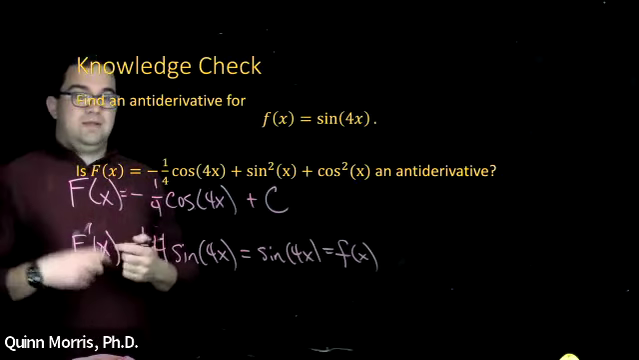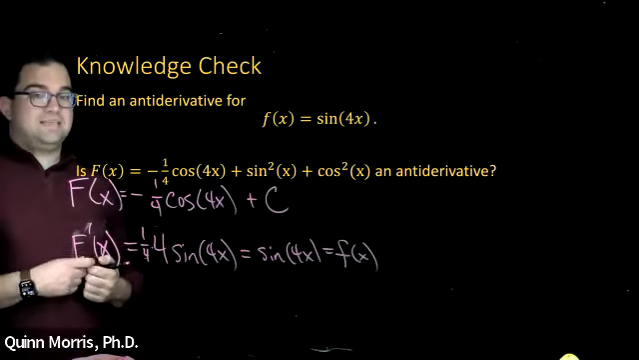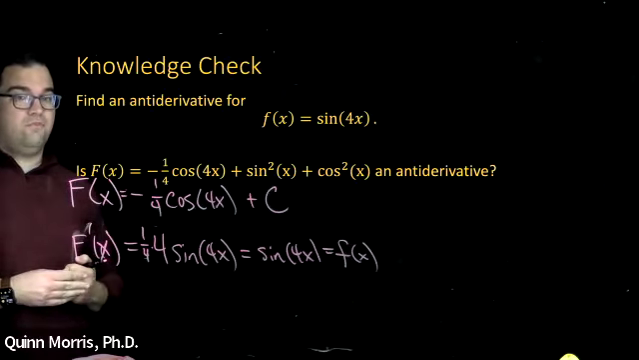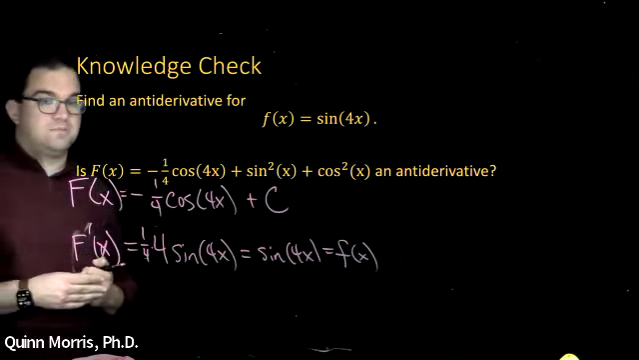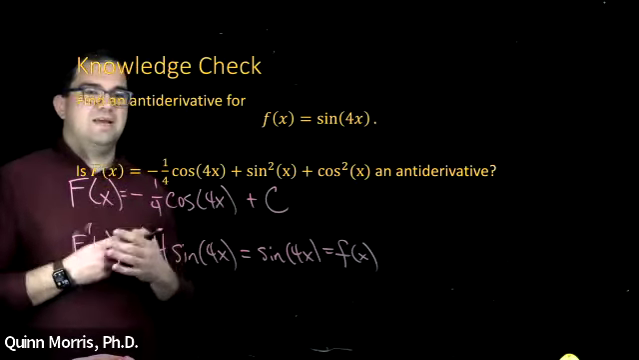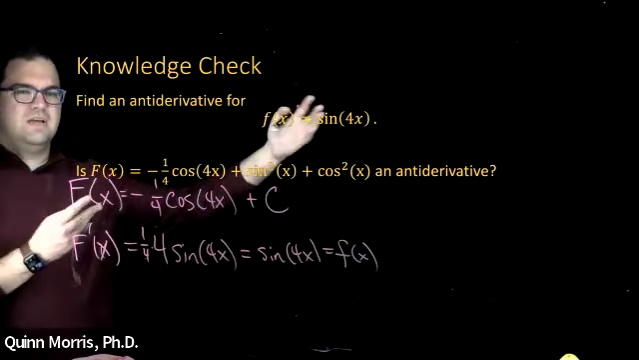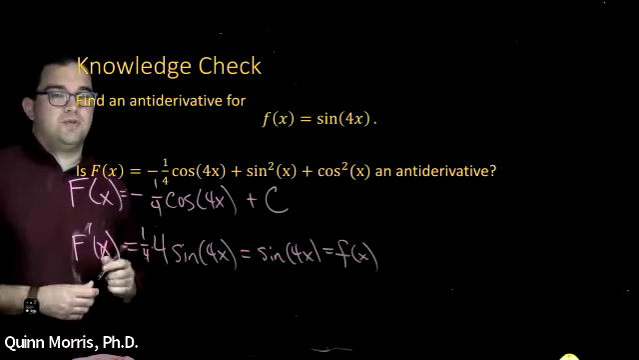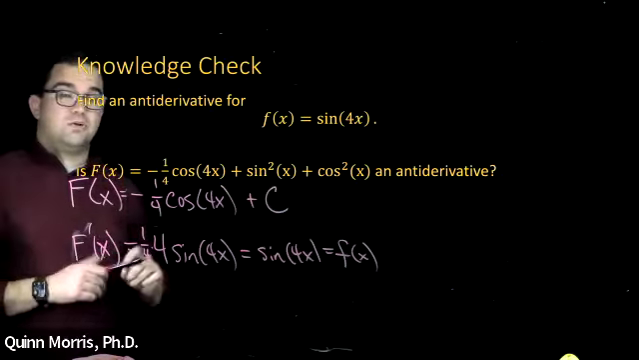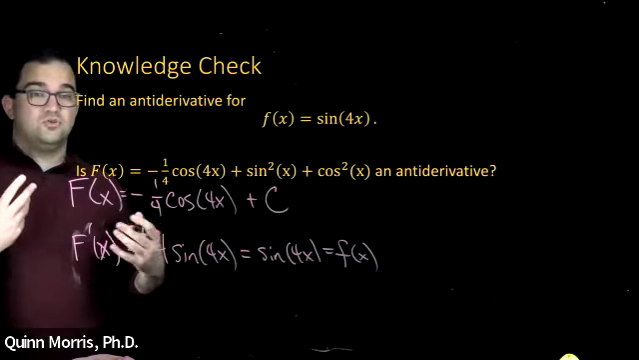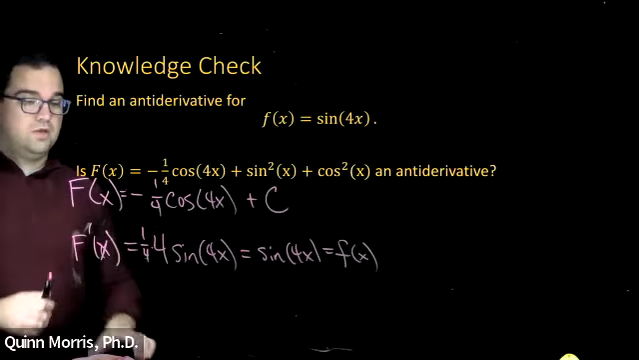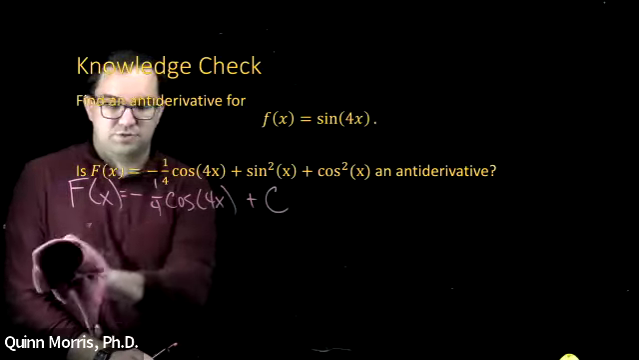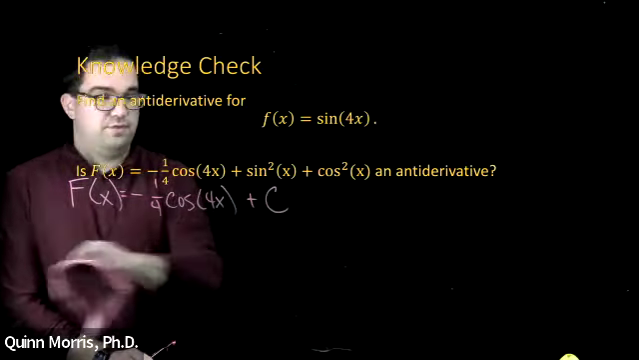Now, in the second part of the question, where I ask if capital F of x is equal to negative 1/4 cosine of 4x plus sine squared x plus cosine squared of x, you might be tempted to say, well, that's not an antiderivative. There's this other function stuff here. But with trig functions in particular, we have to be a bit careful because there are lots of identities that relate trig functions to one another. So in that example, there are actually two ways to think about this.